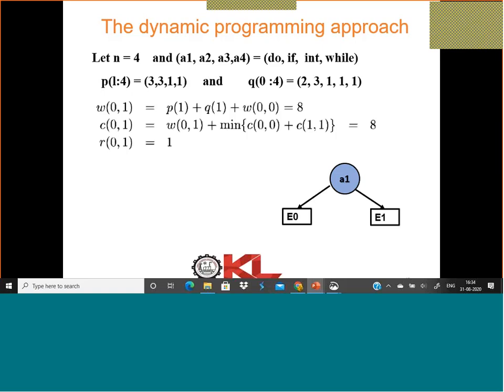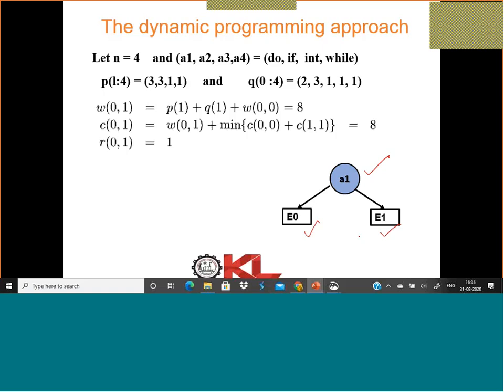Look at the first one. First of all, W of 0 1. W of 0 1 contains the key A1 and E0, E1. These are the 3 items available in a subtree which contains exactly one node. The one node may be A1 or A2 or A3 or A4, that we don't know here. So I need to compute the smaller problems first, then go for a bigger problem.